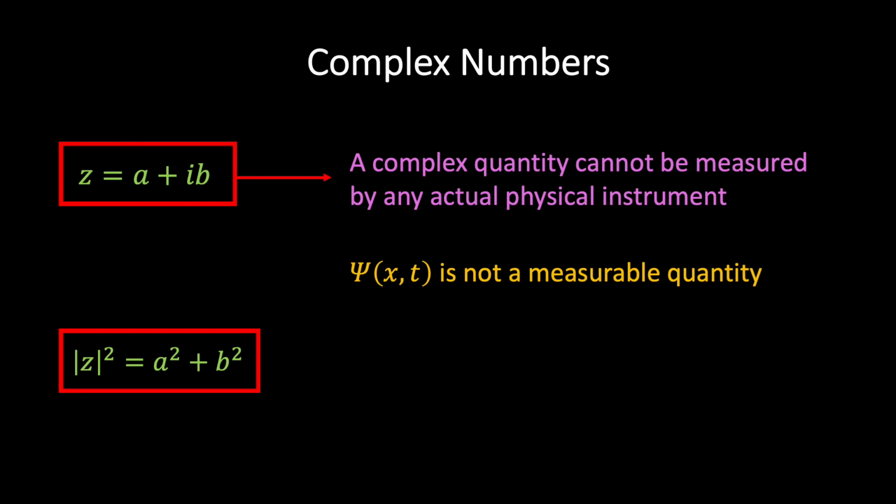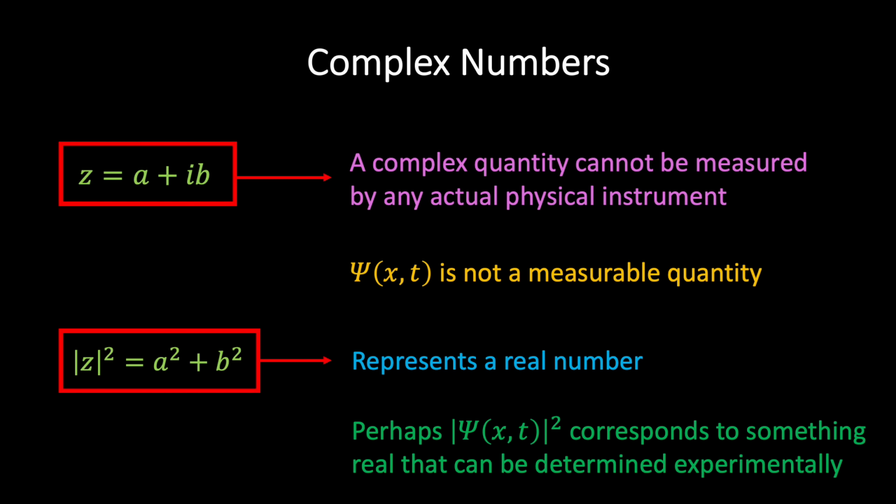So what does this complex wave function represent if it corresponds to no physical measurable quantity? After all, a particle by its nature is localized at a point, whereas the wave function, as its name suggests, is spread out in space. Well, a hint to answering this question lies in the fact that, as we've just seen, the modulus squared of a complex number represents a real number. So perhaps the modulus squared of the wave function corresponds to something real that can be determined experimentally.